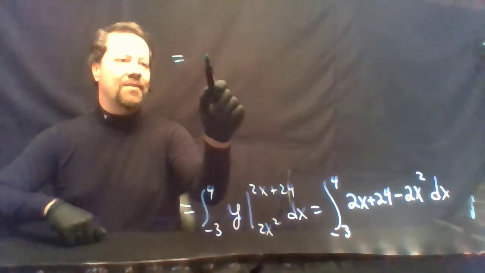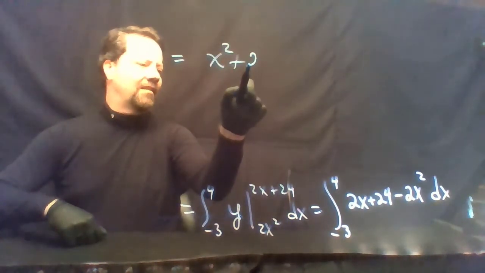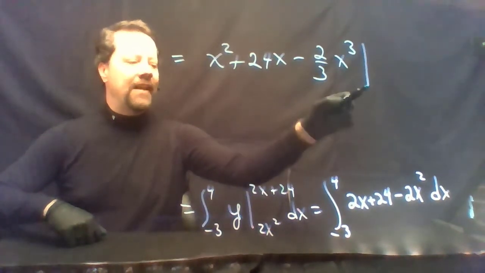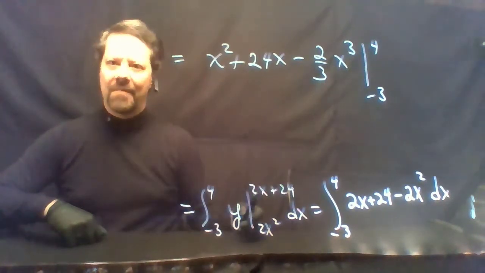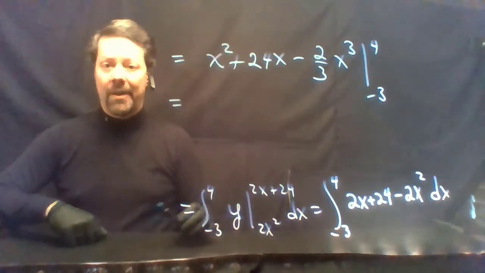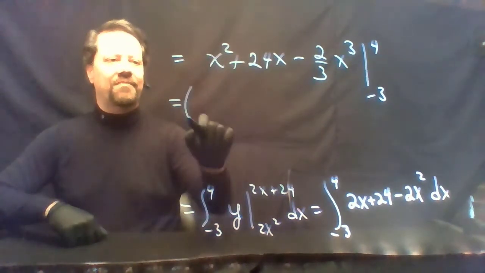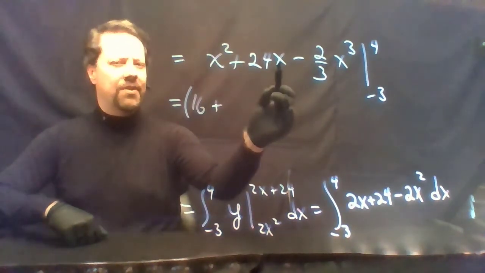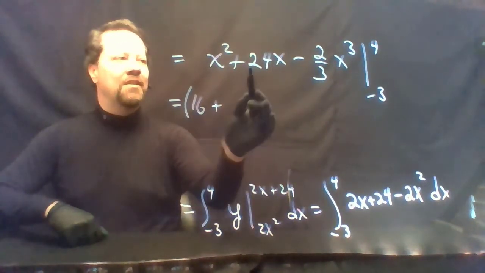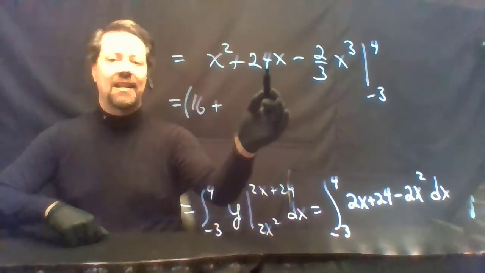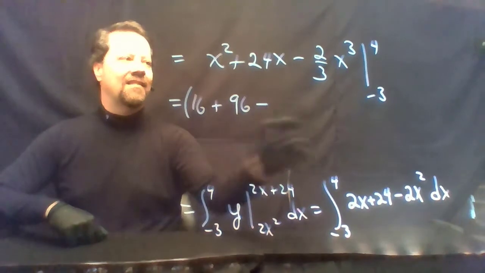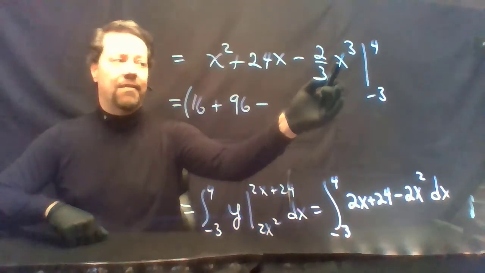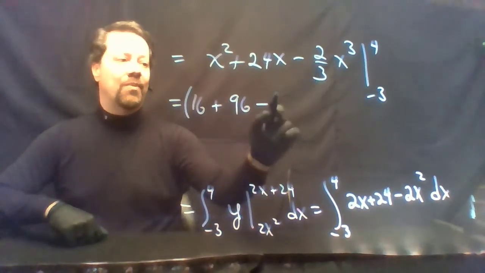Integrating now with respect to x, we have x squared plus 24x minus 2/3 x cubed evaluated from -3 to 4. By the fundamental theorem of calculus, you plug the 4 in first. That's going to be 16 plus, when you take 4 times 24, make sure you've multiplied backwards. It's easier. 4 times 20 is 80 plus another 16. That's 96. Then you get 4 cubed. 4 squared is 16 times another 4 is 64 times 2 is 128.